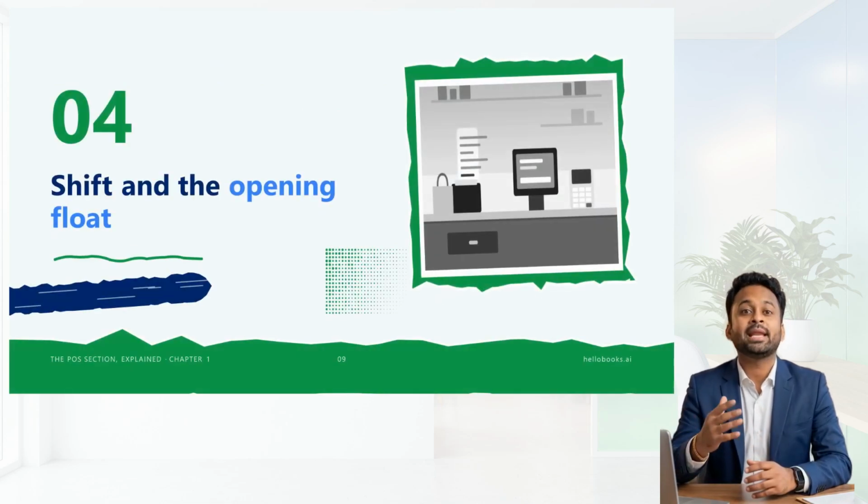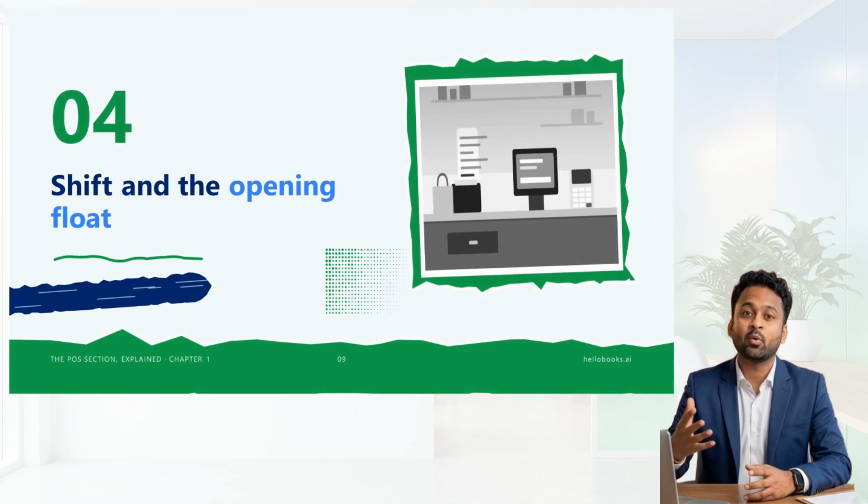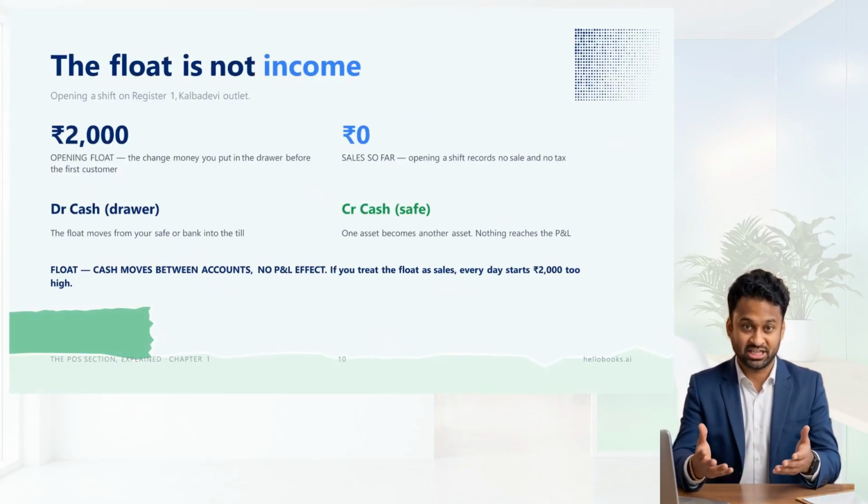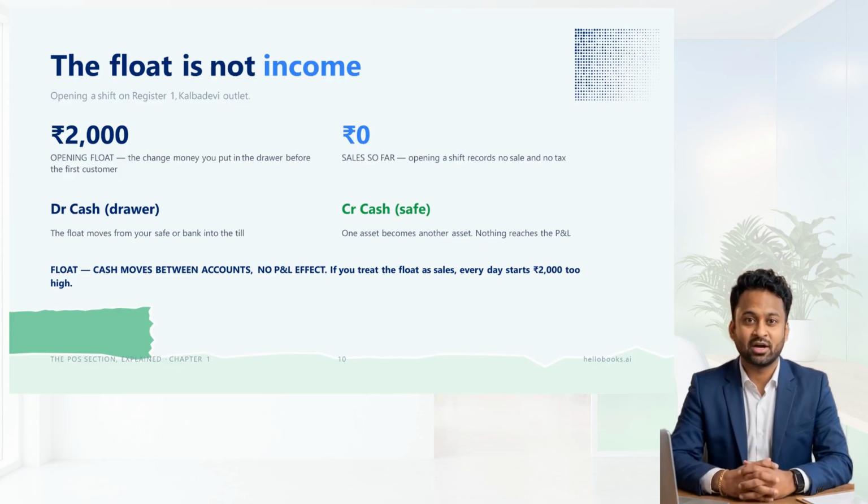And finally, opening the shift and the float you start it with. Opening a shift asks for a terminal, a cashier name, and an opening float, the change already sitting in the drawer. That float is not income. It's simply cash moving from your safe into the till.